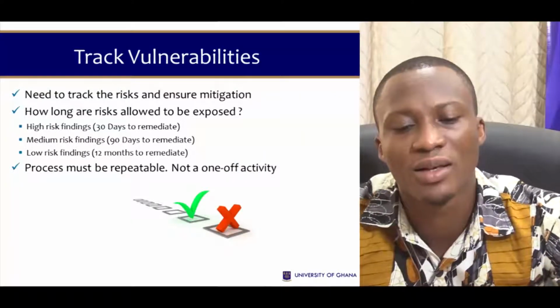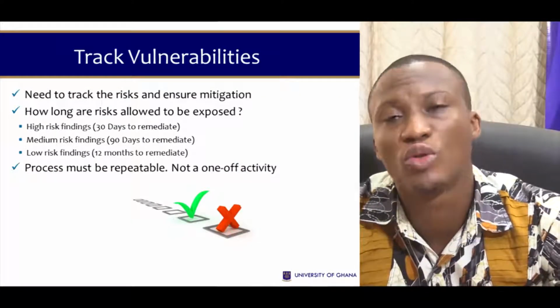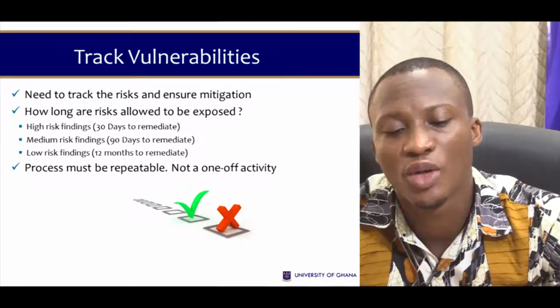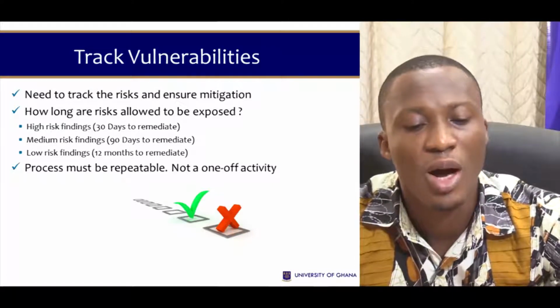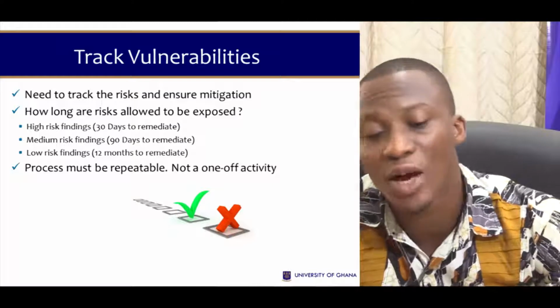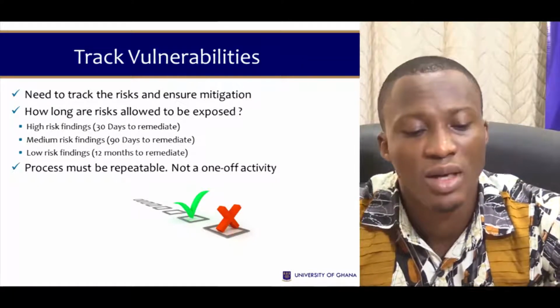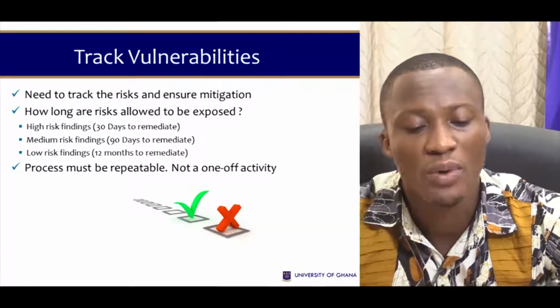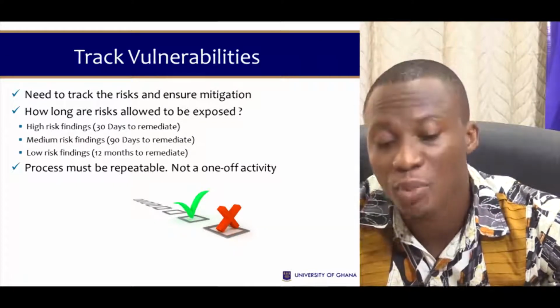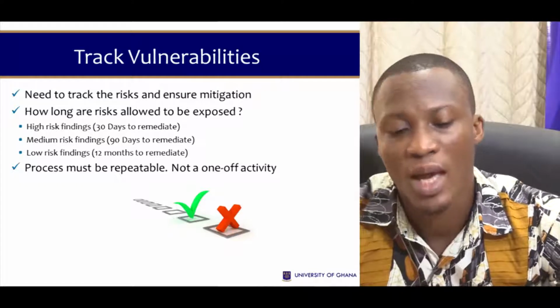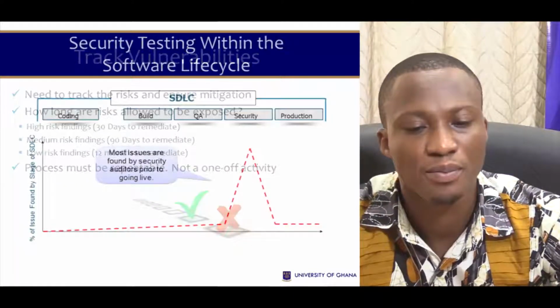Then we look at tracking vulnerabilities. We need to track the risk and ensure mitigation. Now, how long are risks allowed to be exposed? Is it high risk findings? Is it medium risk? Is it low risk findings? The process must be repeatable and not a one-off activity.